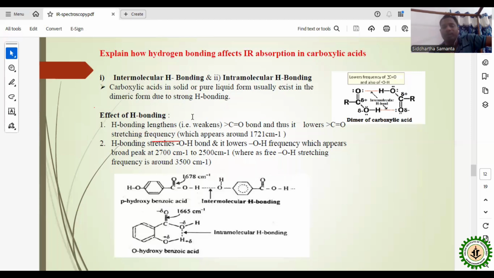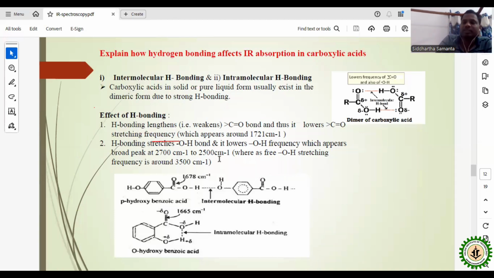Okay, and the carboxylic acid OH functional group. This OH functional group appears in the range of 3500 centimeter inverse. But due to hydrogen bonding interaction, it appears at 2700 to 2500 centimeter inverse. So after hydrogen bonding, this absorption band is broadened.